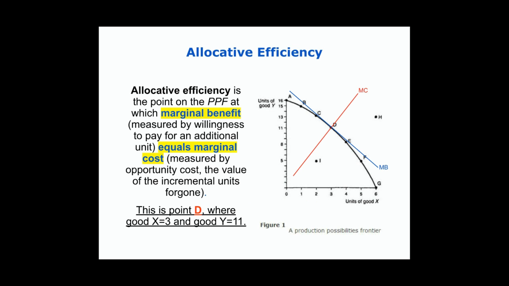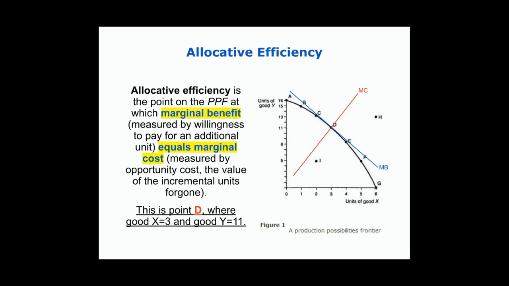So here, if we look at our example, remember all the points on the line, A, B, C, D, E, F, and G are production efficient. They're all using resources to the fullest amount. We can't get any more of one good without giving up another good, but only one of these is allocation efficient. Remember, when we're talking about allocation efficient, we're talking about marginal costs and marginal benefits. These are specific to an individual. So for me, point D is allocation efficient. This is where we have 3 good X and 11 good Y. This is the point on the line that I prefer to all the other points.